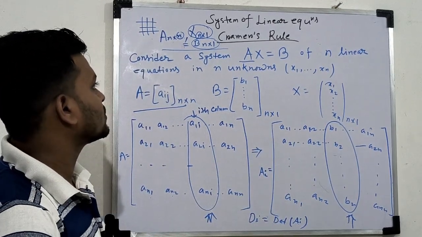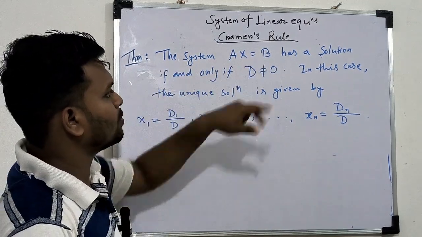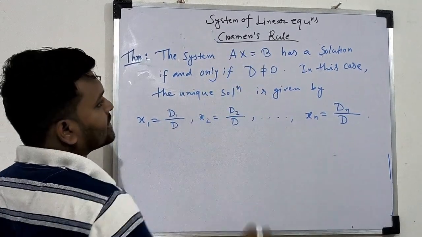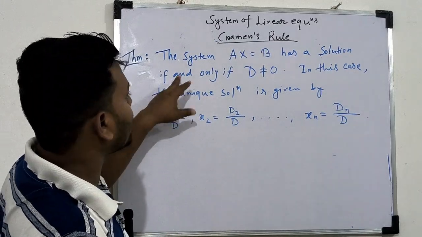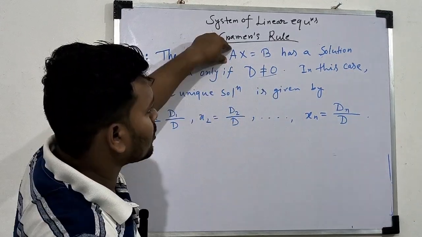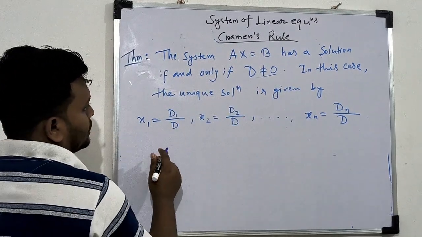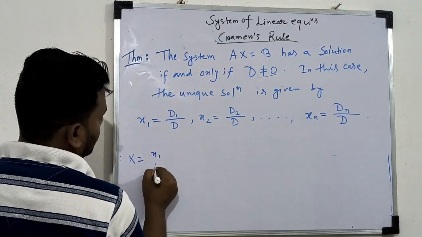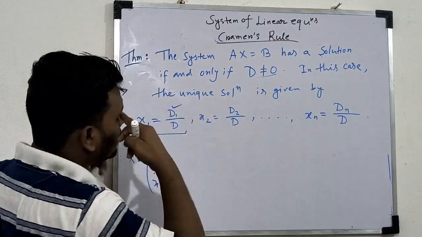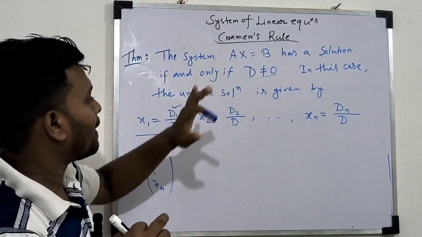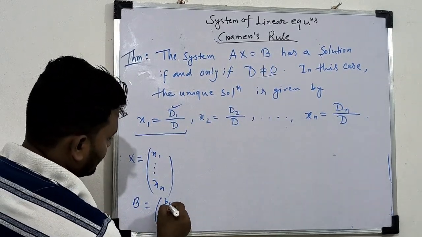Now we discuss one theorem. The theorem says that the system Ax = b, where A is a square matrix, x is a column matrix with n rows, and b is a column matrix with n rows, has a solution if and only if D is not equal to 0. Here D is the determinant of the coefficient matrix A. In this case, the unique solution is given as follows. We have to find x, which is x1, ..., xn. x1 is given by x1 = D1/D, where D1 is the determinant of the matrix obtained from A by replacing the first column with the column vector b.